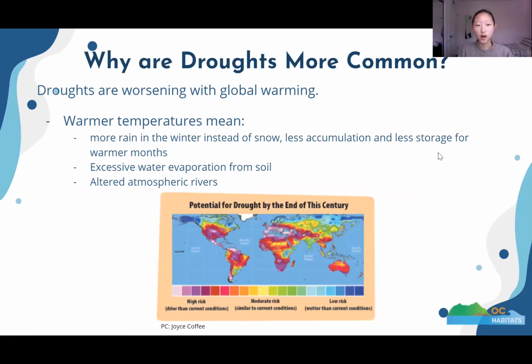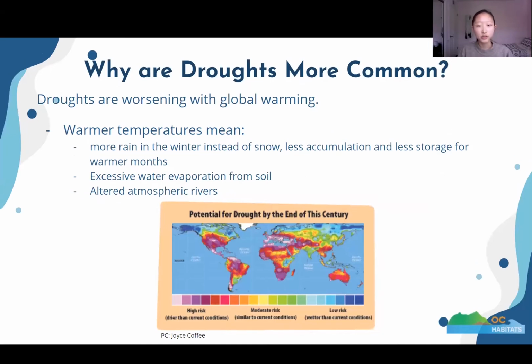Next is, why are droughts more common? Droughts are worsening with global warming. With warmer temperatures, there will be more rain in the winters instead of snow, which means that there will be less snowpack for us to rely on in the warmer months. And excessive water evaporation from soil with the warm temperatures creates a positive feedback loop where dry soil causes deforestation and the exposed soil causes further evaporation of water in the soil, and so on.